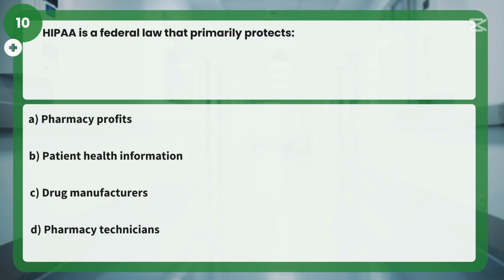Question 10. HIPAA is a federal law that primarily protects A. Pharmacy profits, B. Patient health information, C. Drug manufacturers, D. Pharmacy technicians.